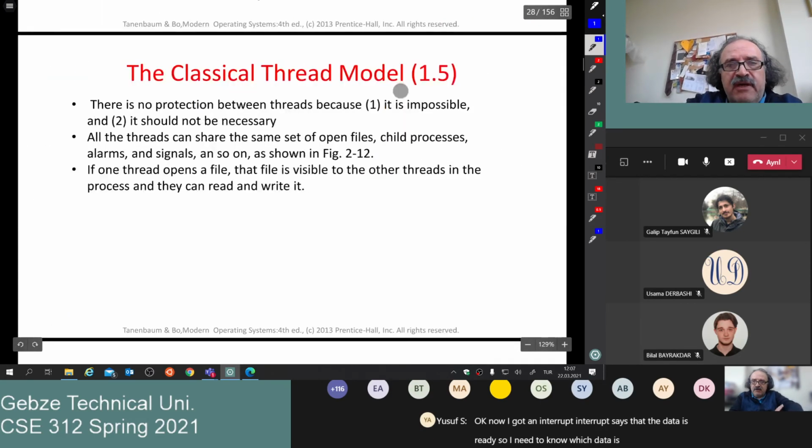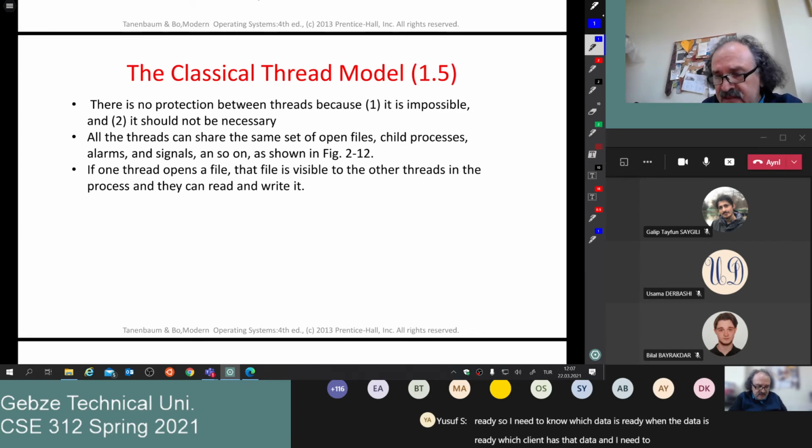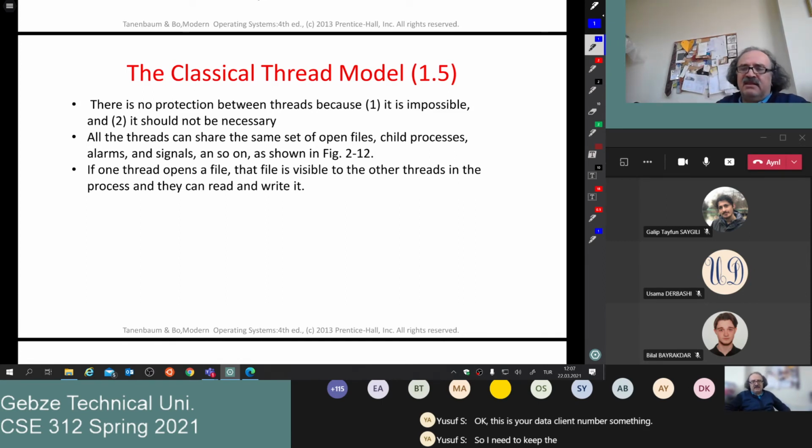Okay, let's go on. Classical thread model. There is no protection because we don't need it. We don't want the protection. All the threads share the same set of open files, no matter whether it's a user level thread or a kernel level thread. If one thread opens a file, all the other threads are able to access that file. If one thread gets some memory from the operating system, all the other threads have access to that piece of memory.